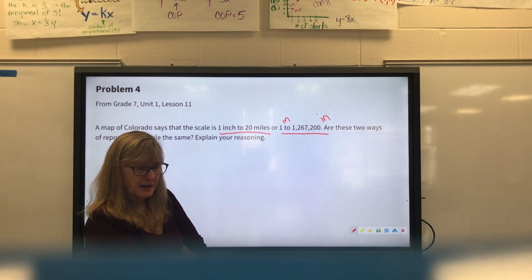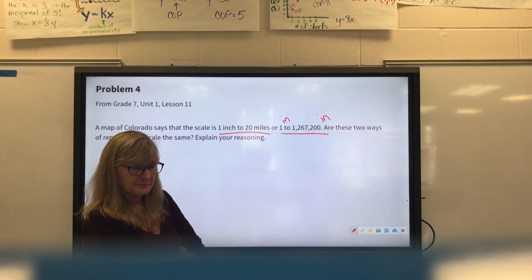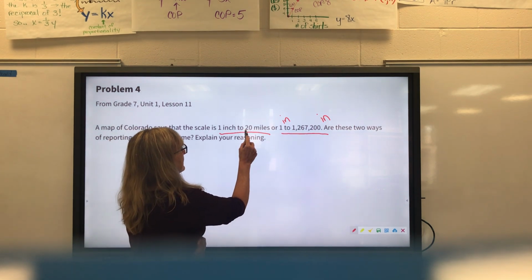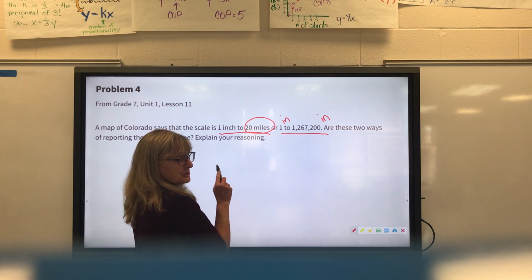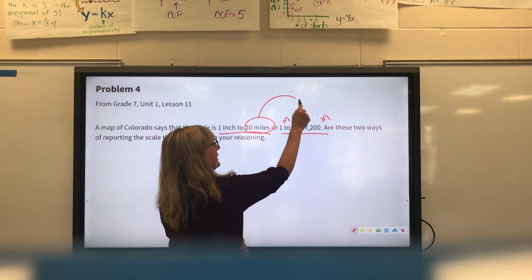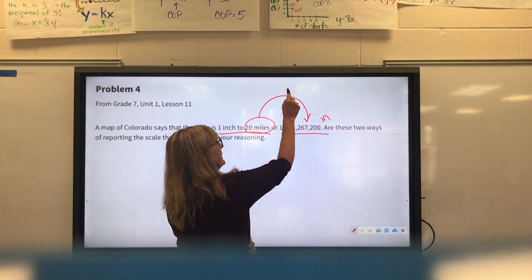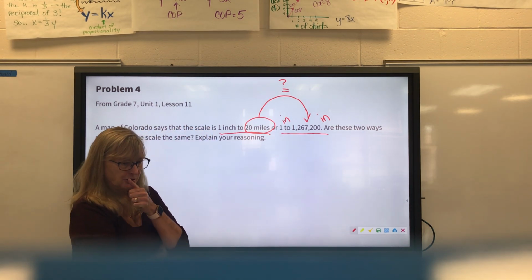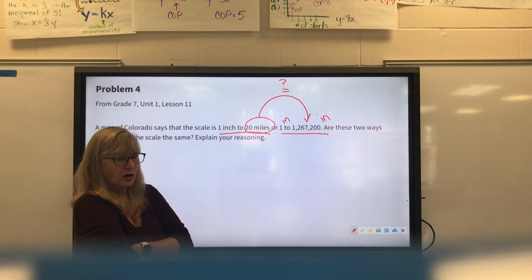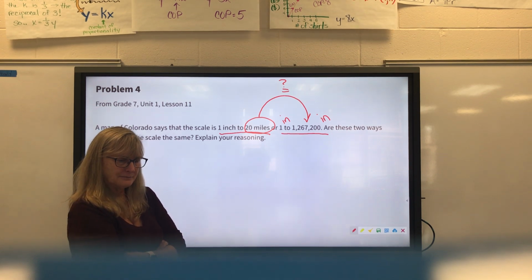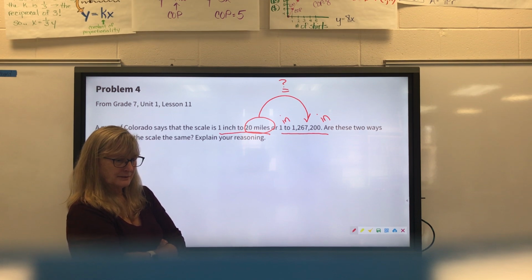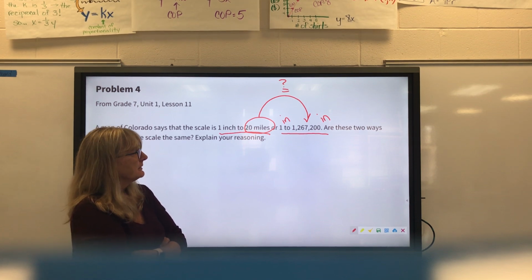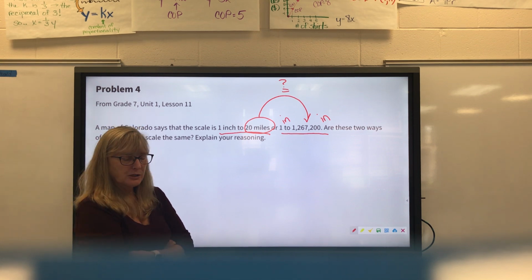Now, are these the same scale? How can we figure that out? Divide. The question is, does 20 miles equal that? Are they equal to each other? How can we prove that they are or aren't equal? Can't you divide 1,267,200? That's saying 1 inch equals 1 mile.